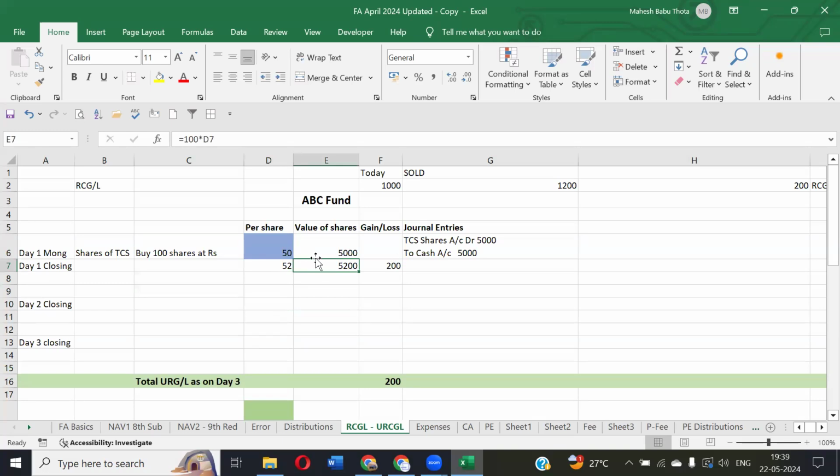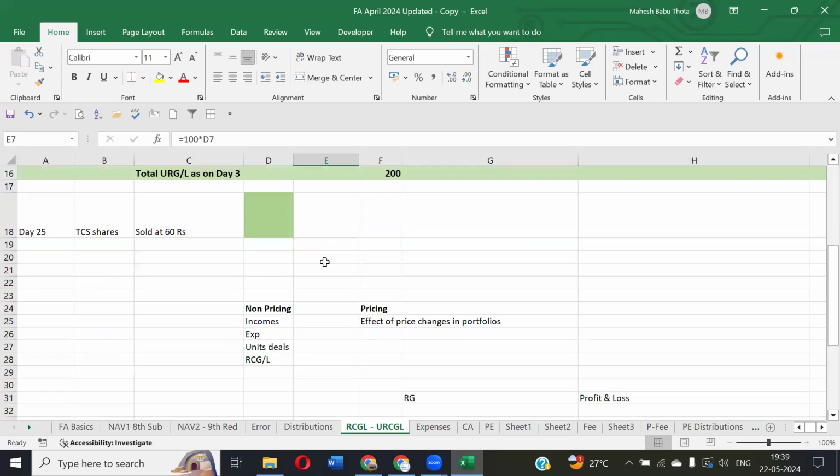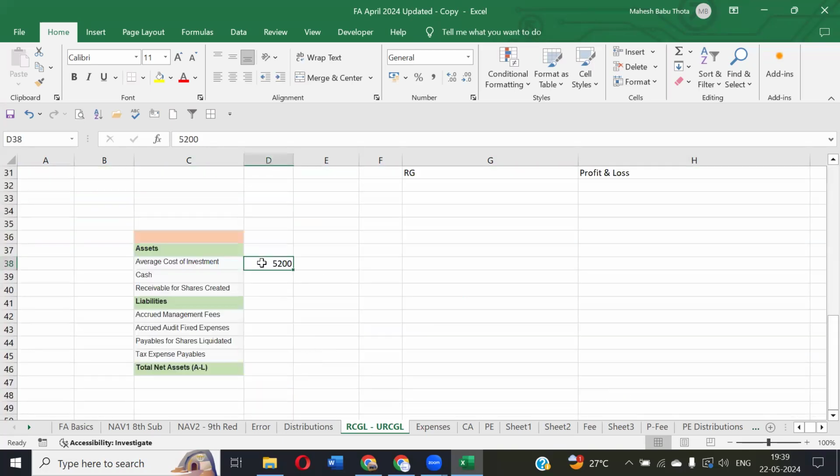Are we going to have an impact or not? Because asset value is increasing, right? We had 5,000 earlier, but it has now increased to 5,200. No change in cash balance because it's not yet sold. No change in receivables. Management fees will be nothing. Let's assume all these are zero and liability is also zero. In this case, the net asset value is 5,200. Total net asset value is 5,200, right?